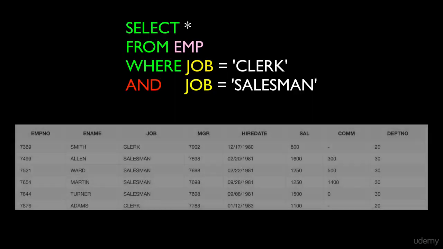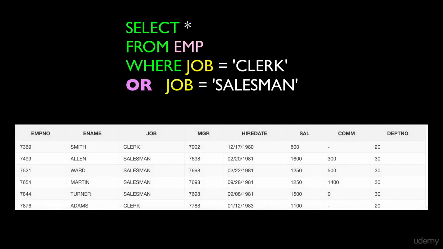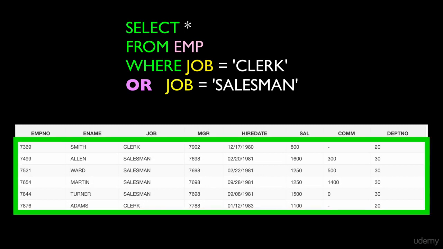Now, if we change this query to use the or clause where job is equal to clerk or job is equal to salesman, all of these records will be returned. They all qualify, because it's either or, either a clerk or a salesman. If either one of those conditions is true, the record is returned.